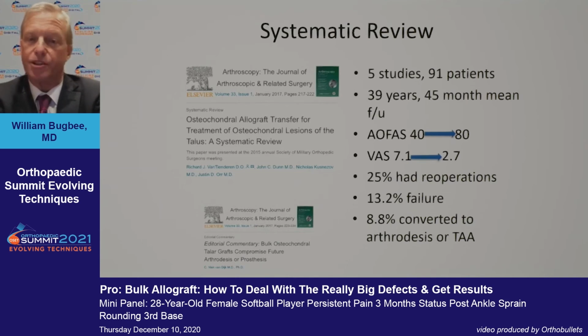A systematic review was also published in 2017, and that features pretty significant clinically relevant improvements in foot and ankle scores, pain reduction, but about a 25% reoperation rate and 13% failure rate. There is concern about salvage of these, but I haven't found that to be an issue. My number one operation for a failed talus allograft is another one, but I haven't had any problems in conversion to arthrodesis or prosthesis when I rarely have to do that, but that is a concern.